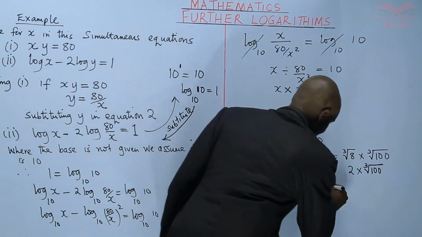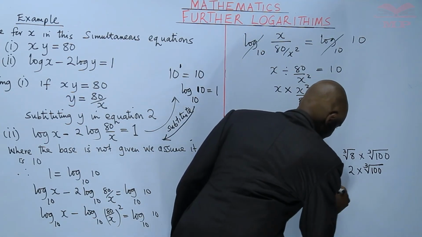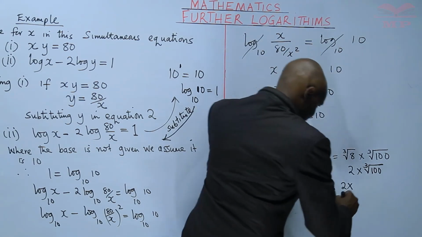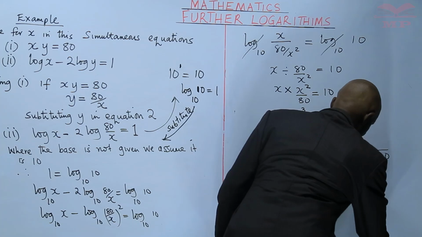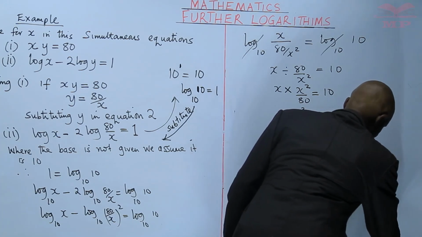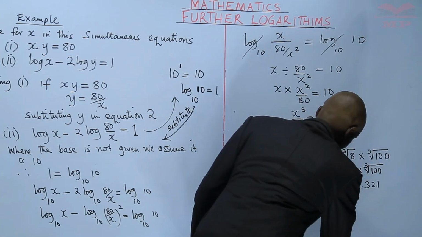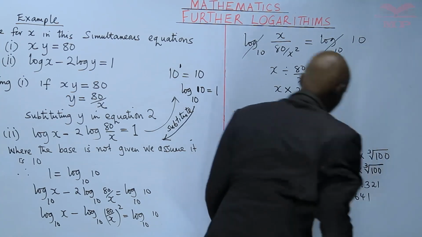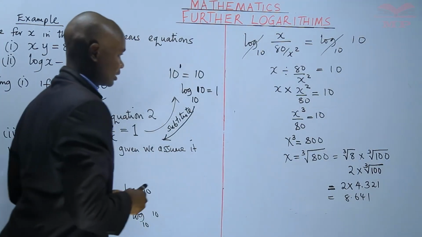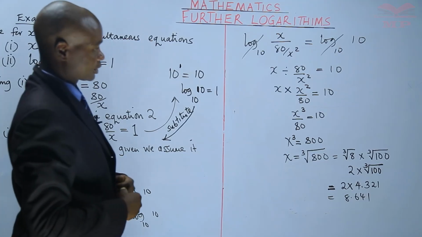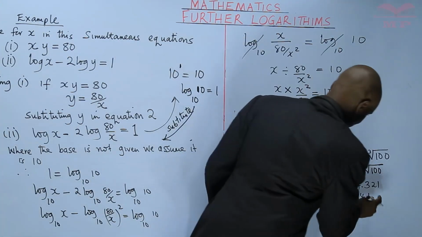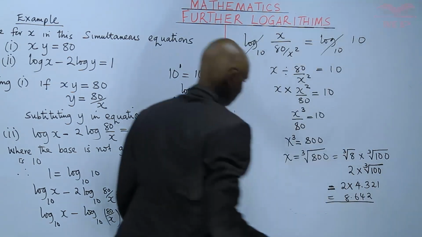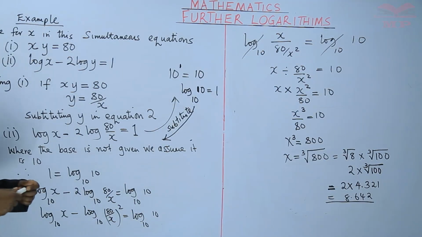So it will be 2 times 4.321, and this will give you 8.642. So that is how we work that out.